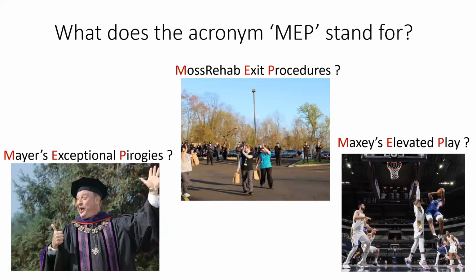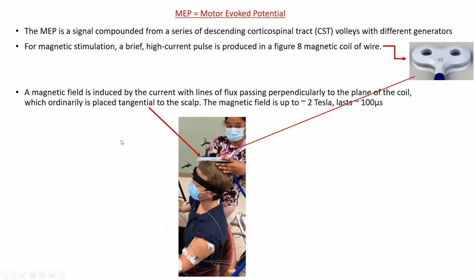Now, what does the acronym MEP stand for? Is it Morse Rehab Exit Procedures? Is it Maxey's Elevated Play? Or is it Mayer's Exceptional Pierogies? No, it stands for a motor evoked potential. The MEP is a signal compounded from a series of descending corticospinal tract volleys with different generators.